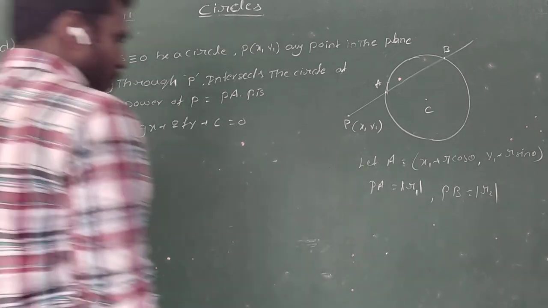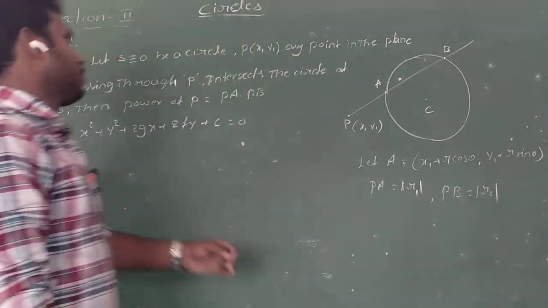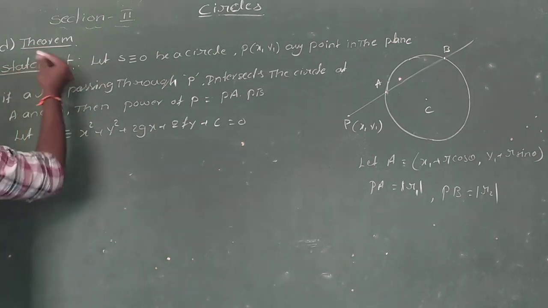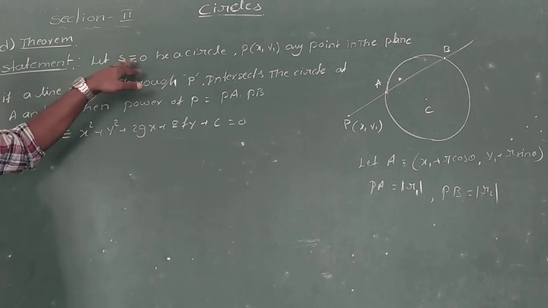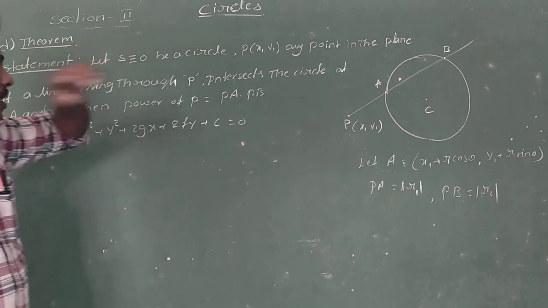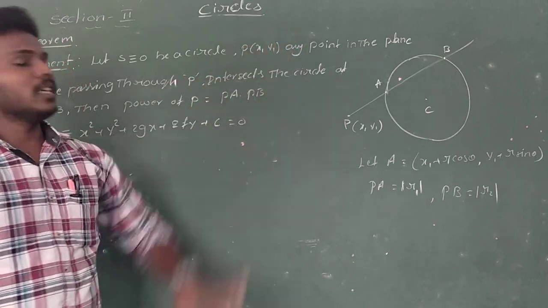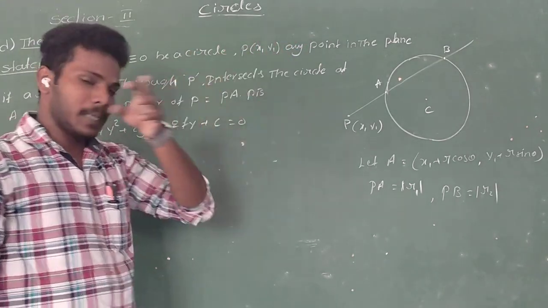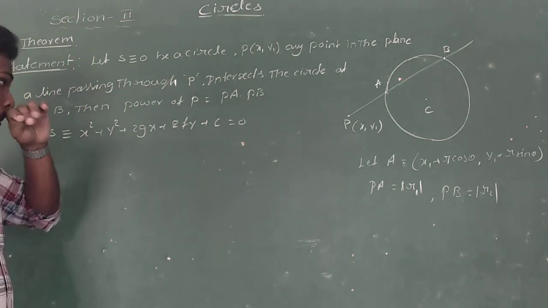Next, the fourth point is the theorem. This theorem is related to finding the length of the tangent combination. What is the statement of this theorem? The statement is: let S be a circle, and P be any point in the plane. Look here, P is any point on the surface.